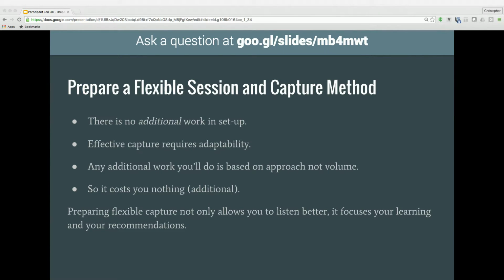And then preparing flexible capture not only allows you to listen better, but it focuses your learning and your recommendations a little bit better. So when I say flexible capture, it's like, when you did usability in the traditional sense, you could actually lay out a grid. And you could say, here's task 1, here's task 2, here's task 3, here's task 4. And here on the end, here's pass or fail, and how long it took maybe. You could do that. How meaningful is that?